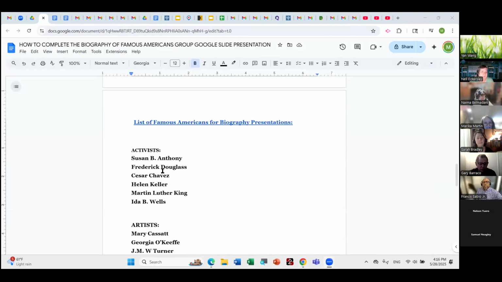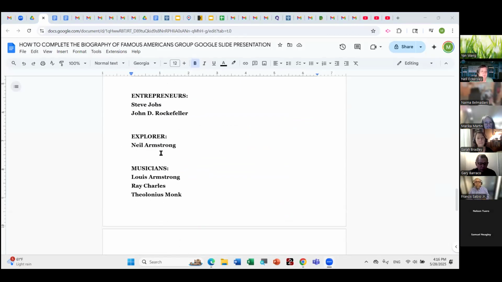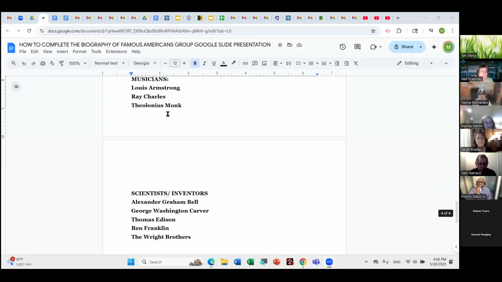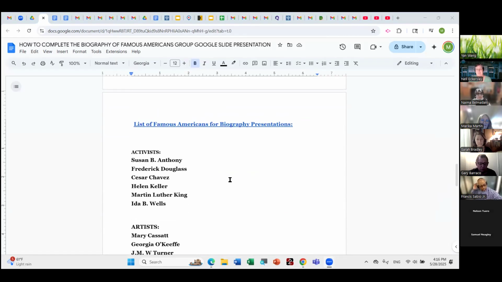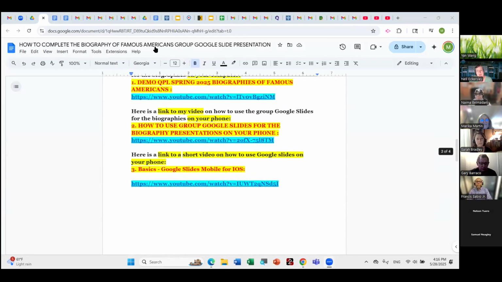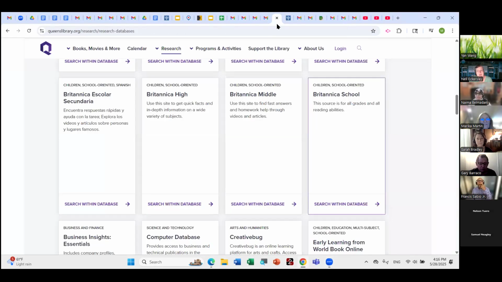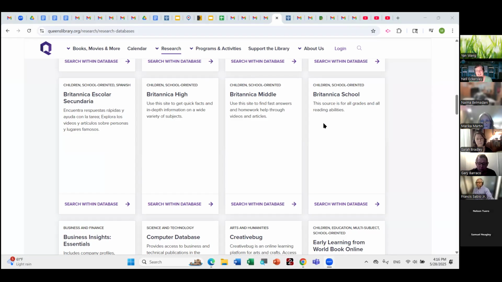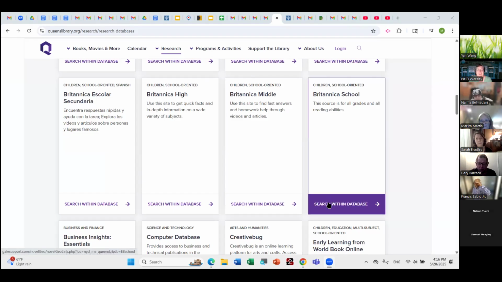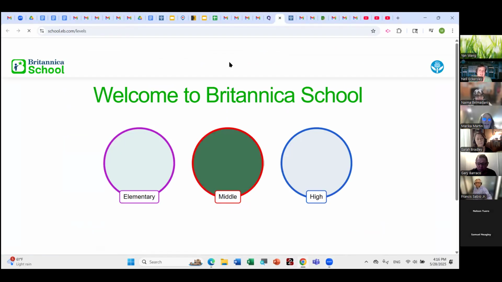And I had it by category, so activists or artists or entrepreneurs or explorers or musicians or scientists. So they had to choose from those categories. Initially, I wanted them to use the Queens Public Library database research. I showed them how to use it, but the problem was that many of them just didn't have regular cards. I did show them you can get an e-card, and with an e-card, you can do it. And I showed them the Britannica School and how to use it.